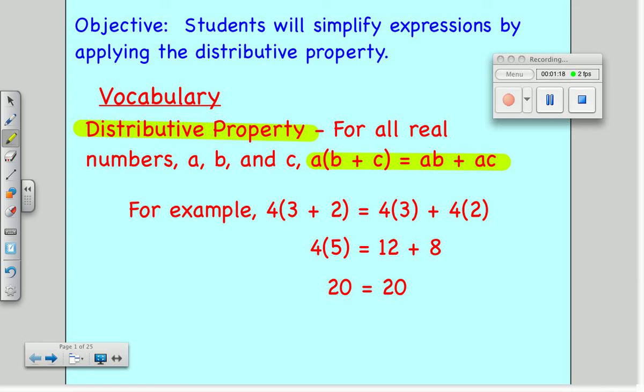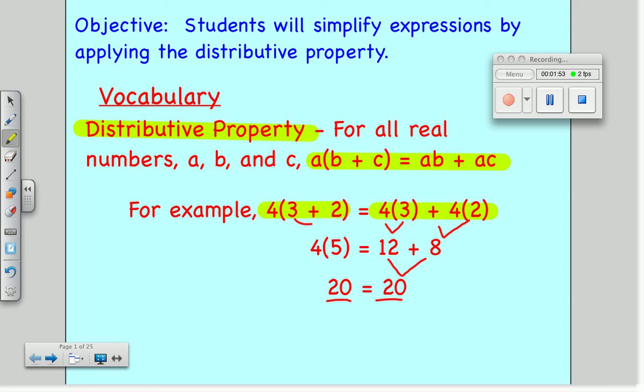And with numbers, this is what it would look like. If I have 4 times (3 plus 2), that will get me the same answer. If I add 3 plus 2, which is 5, and multiply by 4, which is 20, I will get the same answer as if I multiply the 4 times the 3, which is 12, and add it to the 4 times the 2, which is 8, and then 12 plus 8 is 20. So again, 4 times 3 is 12, 4 times 2 is 8. Add them together, 12 plus 8, 20, getting you the same result regardless of which way you do it.